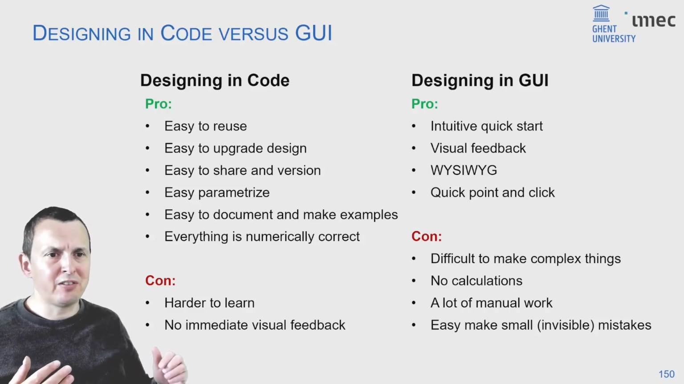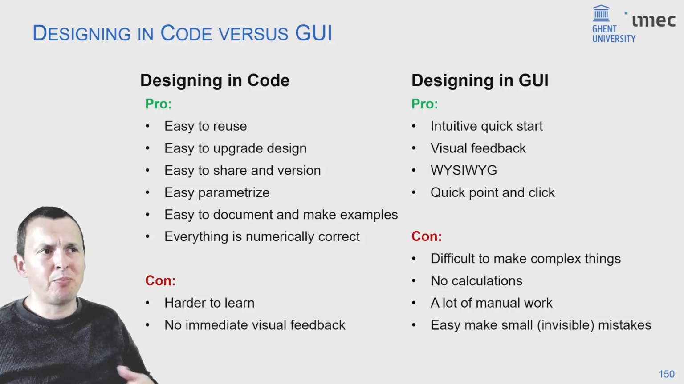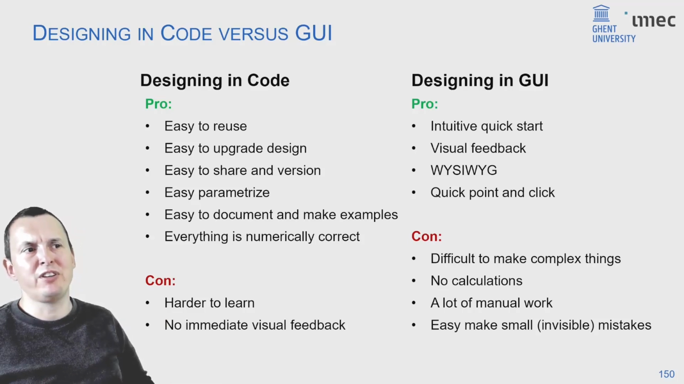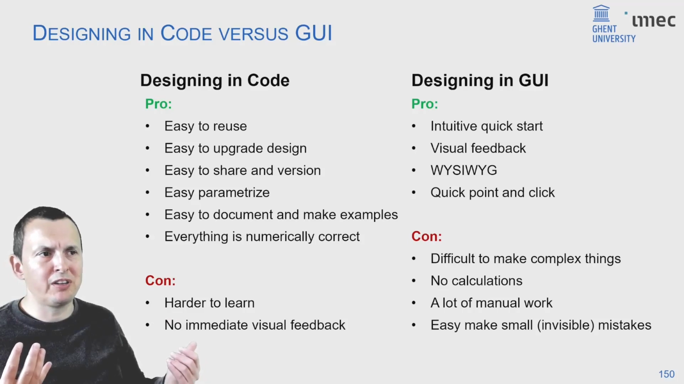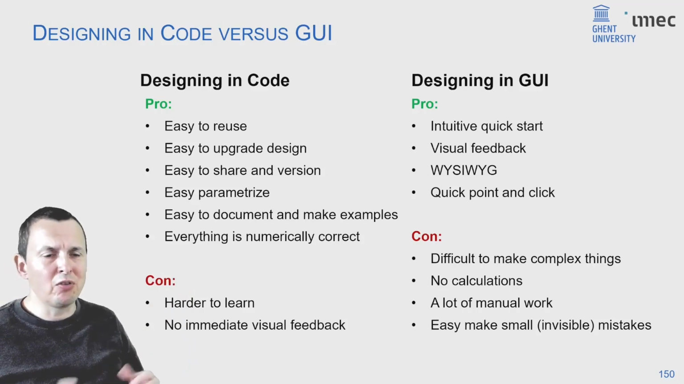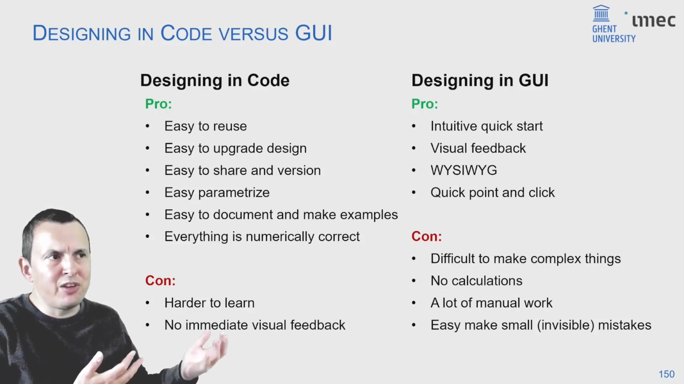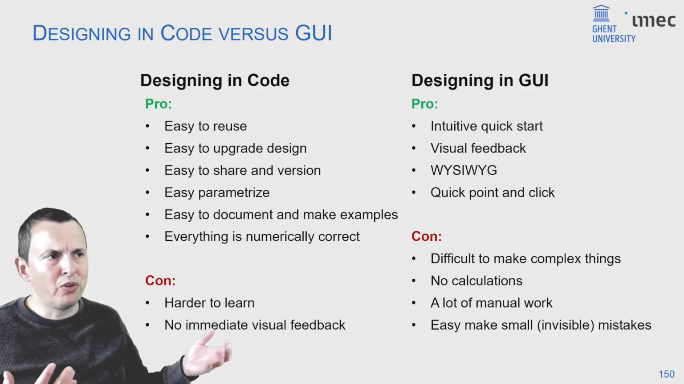And then on top of that, the fact that you use code means that you can embed the actual behavior, actual equations, parameterization very easily into your design. But of course, it's harder to learn. If you don't have coding experience, it's of course a steeper threshold to get it. And also, if you do something in code, you typically need to run the code before you see what you've actually created. While in a GUI, you have WYSIWYG, what you see is what you get. You have much quicker visual feedback. So quick point and click, etc.